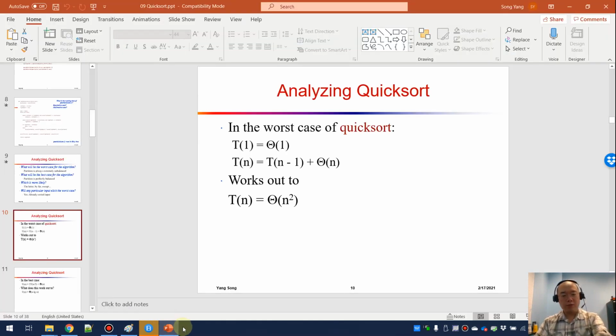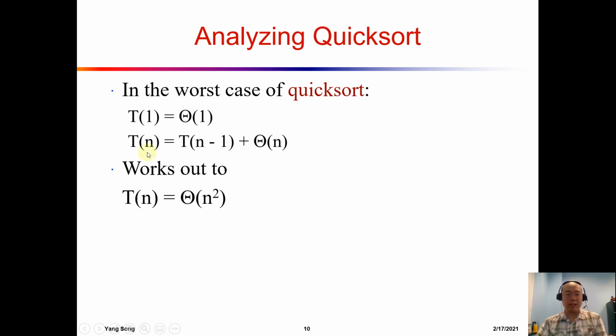So every round we reduce the problem size by 1, and that is T(n) equals T(n-1) plus Θ(n). And what is the Θ(n)? The Θ(n) means there is linear cost. What is the linear cost? The linear cost is the partition itself, right? Remember, the partition is always a linear time algorithm. So every time we do one partition, that will be the cost of a linear time.